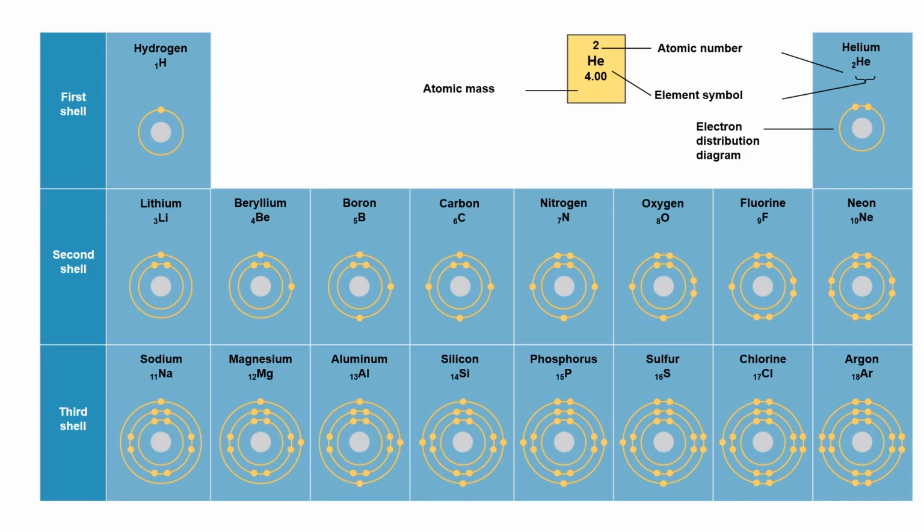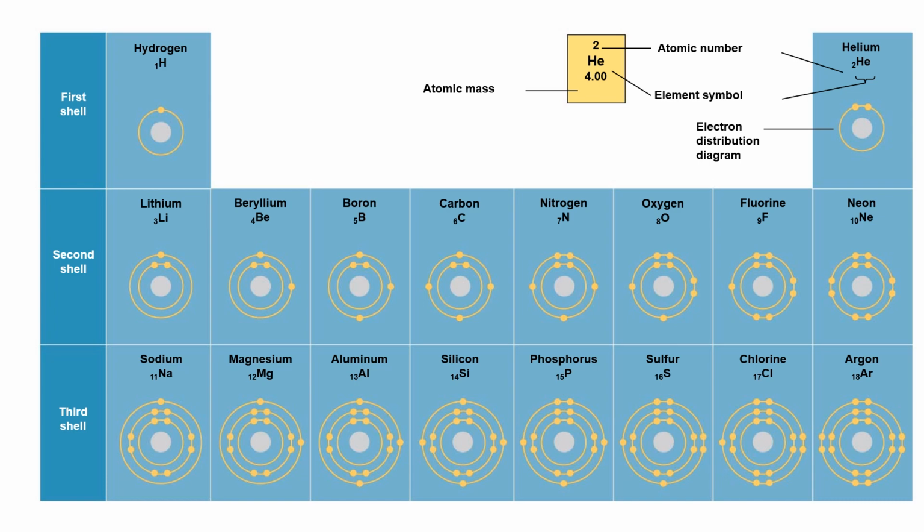Let's talk more about the periodic table. In the first shell, you can have a maximum of 2 electrons. When you look at hydrogen here, hydrogen only has 1 electron. When you look at helium, helium has 2 electrons. That means their shell is full, so that means it's happy. Because remember, electrons go in pairs.